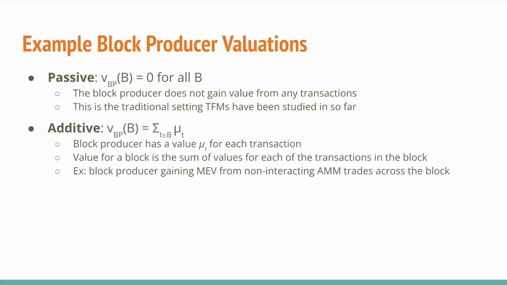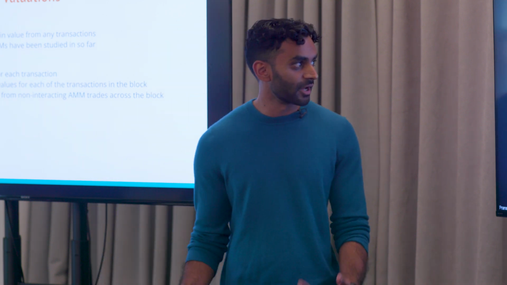Maybe the next most natural is this additive case. You can assume this block producer has this value mu t for every transaction t. And their value for any block is just the sum of the mu t's of transactions that get into the block. Here, if you have independent MEV opportunities, like different AMM trades on different pools, the block producer can get value from them. Since they're not really affecting each other, the block producer can effectively just add their value across all of those opportunities and get value from that.